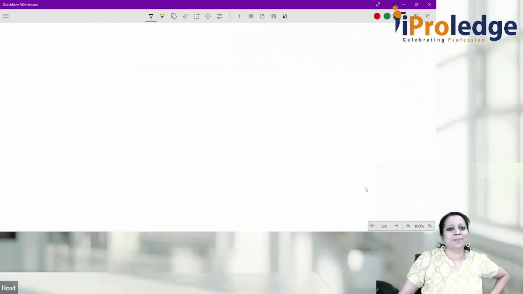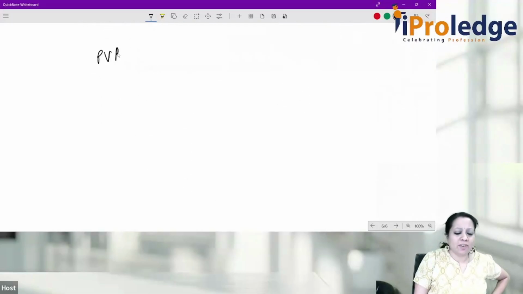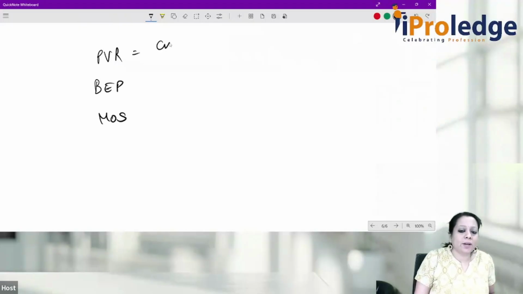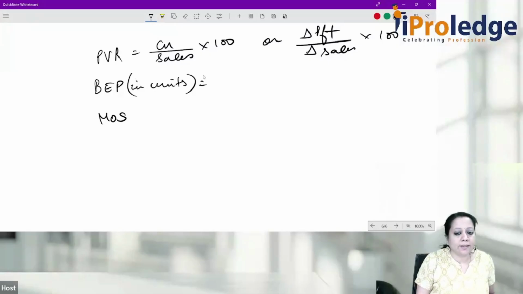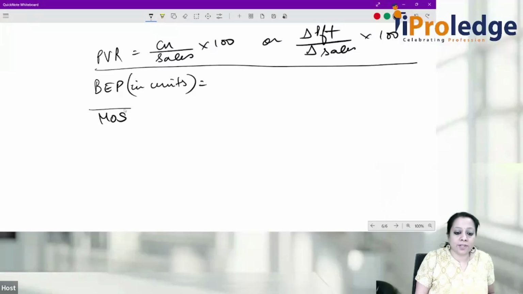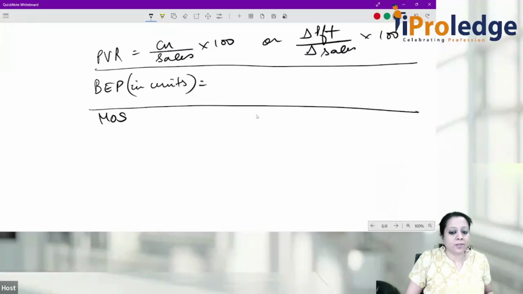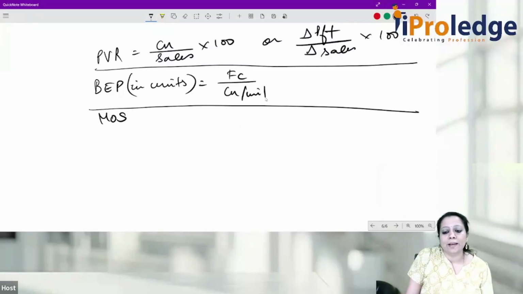Now, marginal costing. We all know the basic formulas, PVR, BEP, MOS. We will revise it quickly. PVR is contribution divided by sales into 100. The other formula is change in profit divided by change in sales into 100. Then BEP in units. We have learned how to derive it. Always remember it, and it will be very easy for you to do marginal costing. Once you remember the derivation, I bet it will be double easy. So fixed cost divided by contribution per unit.